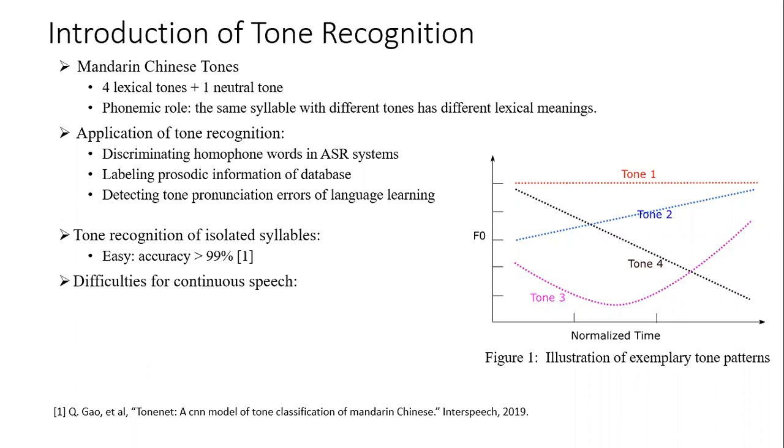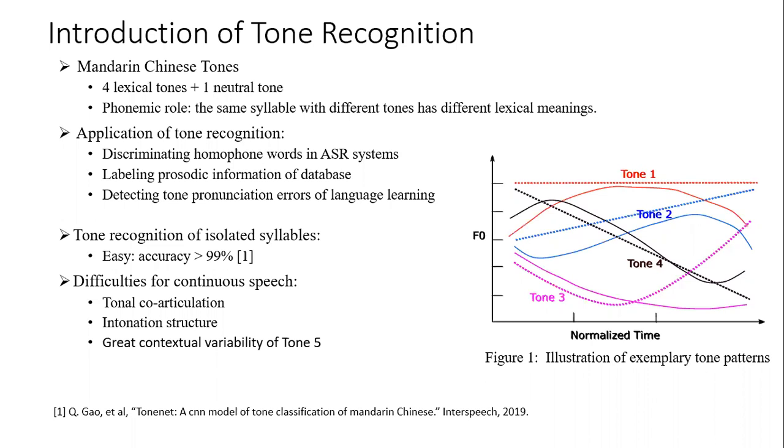However, these standard tone patterns seldom occur in continuous speech due to the influences of tonal co-articulation, intonation structure, and the greater contextual variability of neutral tone. The pitch contours of continuous speech usually deviate a lot from their standard patterns. All these tonal variations increase the difficulty of tone modeling and recognition.